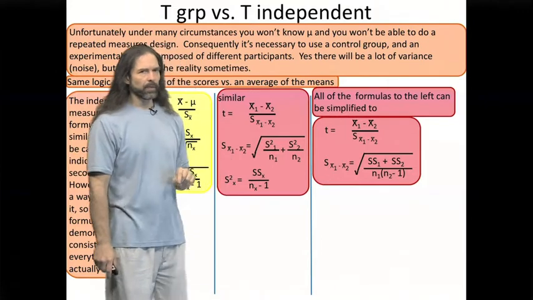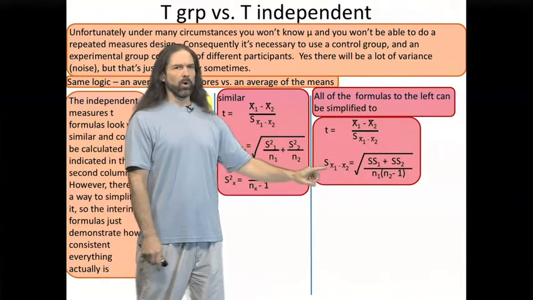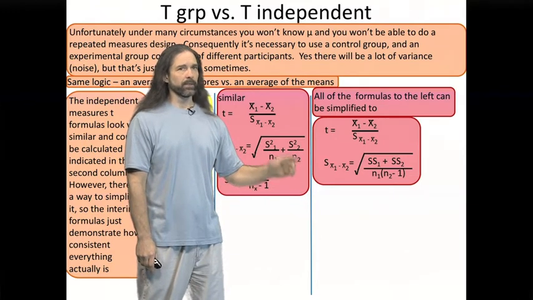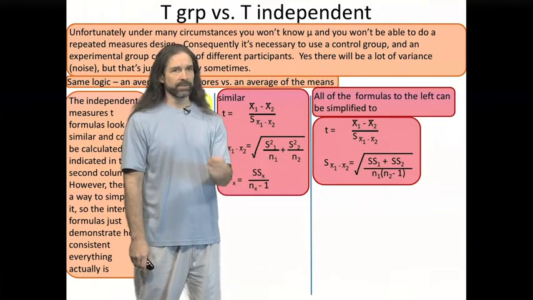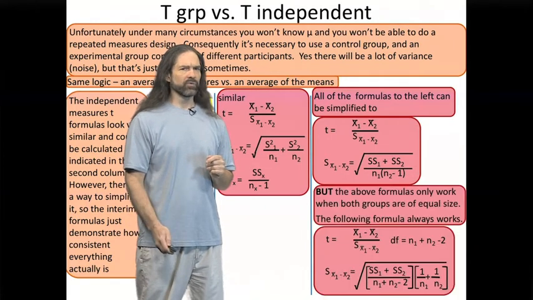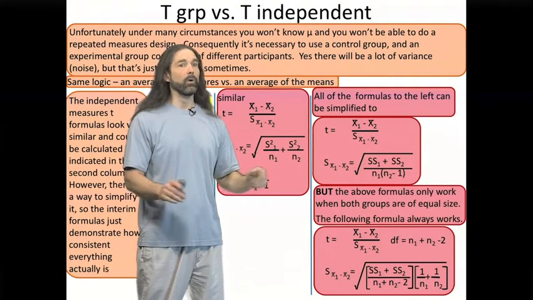There's a caveat though. This formula only works if both of your groups are of equal size, meaning the number of observations in group 1 is the same as the number of observations in group 2. But we can use effectively this formula, change it a little bit, and it will always work.